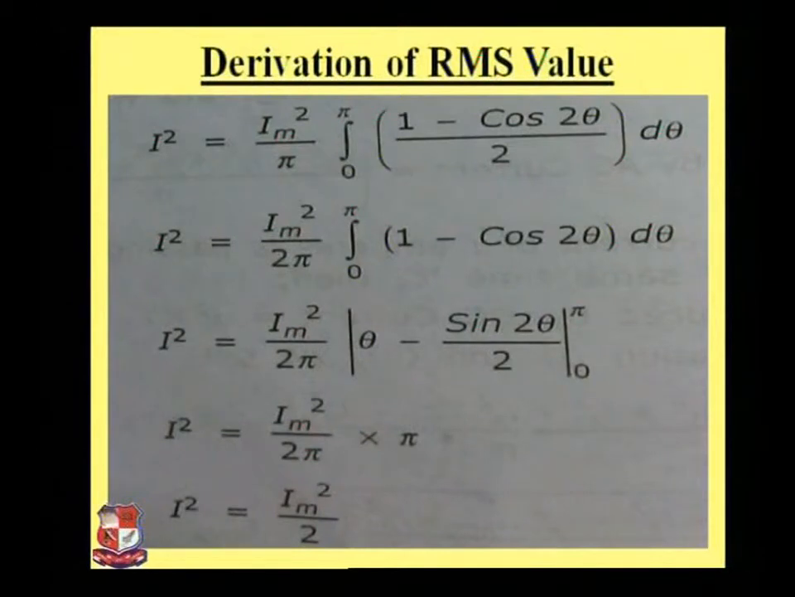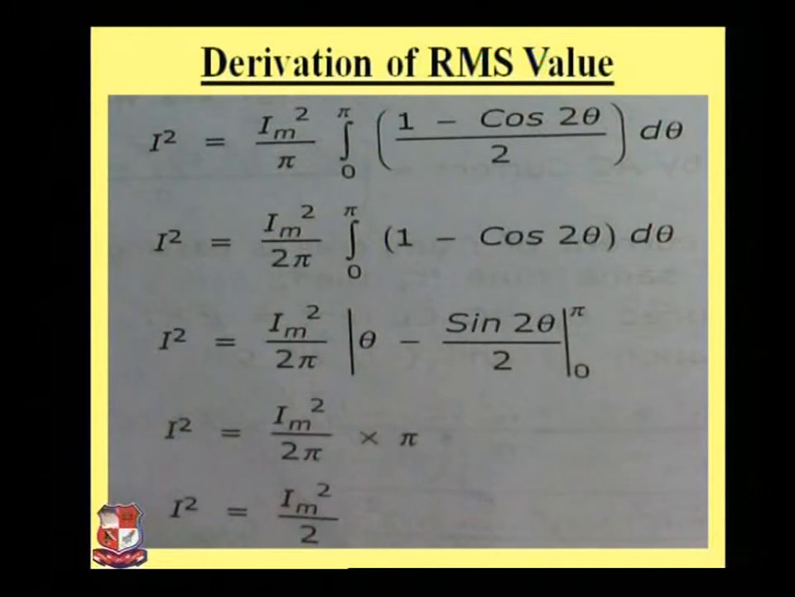So taking that, we get the next equation, that is I square equals Im square by 2 pi, theta minus sin 2 theta by 2. Now put in the limits: the minimum limit is 0 and the maximum limit is pi. So instead of theta you can write pi, and the value of sine 0 is 0, and the value of sine 2 pi, at any time or instant, is also 0. So theta minus 0, pi minus 0.